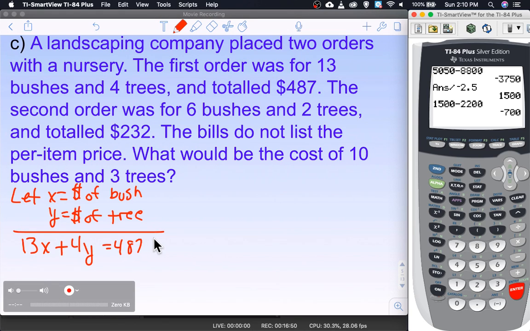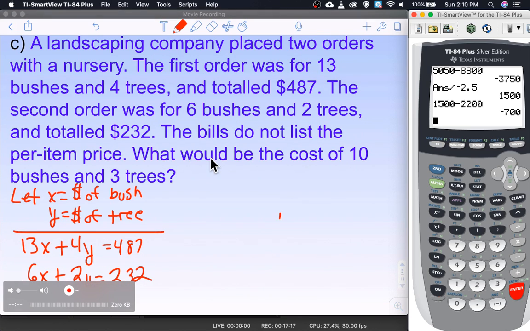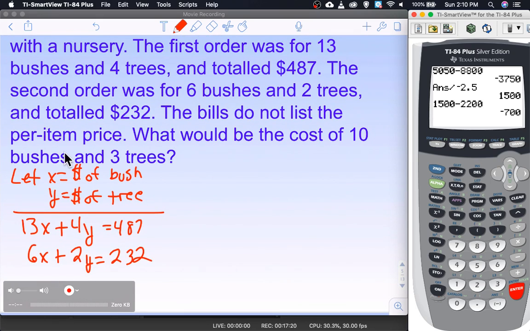This is from the first order. 13 bushes plus four trees was $487. My second equation comes from the second order. The second order was six bushes plus two trees was $232. Now, the question they're asking us to find is what would be the cost of 10 bushes and three trees? So, right now, you can check to see if your equations match my equations.